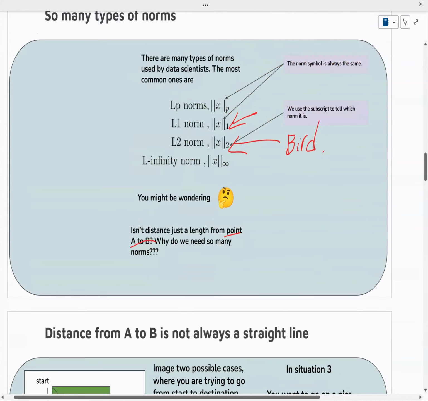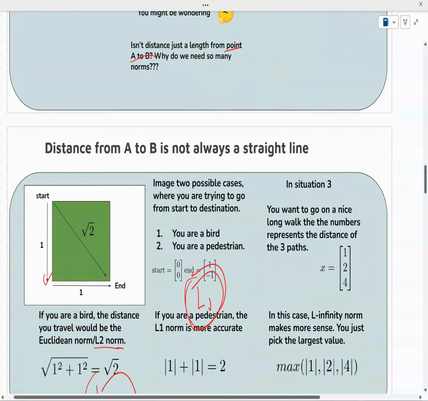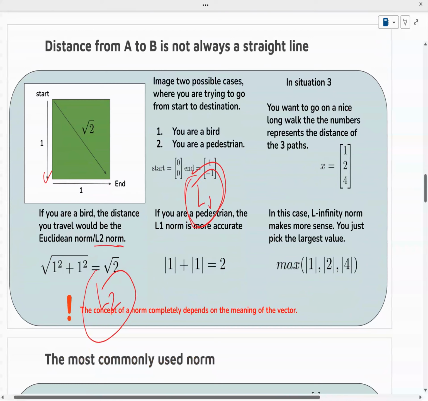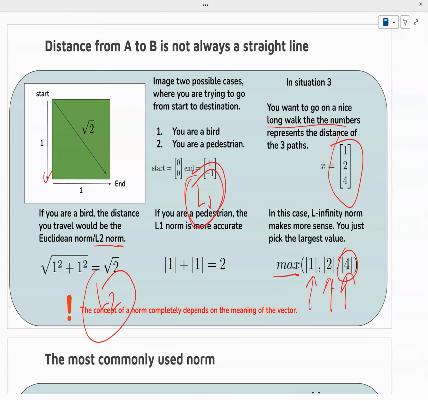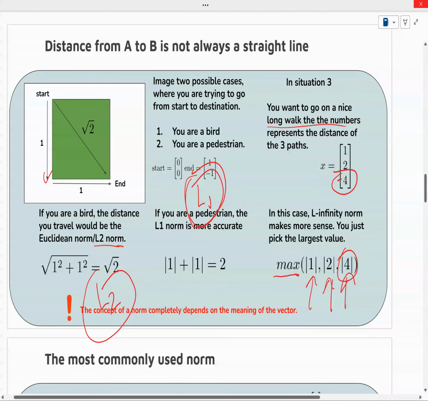Now, there's another one called the L infinity norm. In this case, imagine you're going for a nice long walk and you're simply picking the longest distance. So these are the possible ones, and you're picking which one is the longest. Therefore, you're picking the max of the three of them. So in this particular case, it'll be 4. So the L infinity norm is the max value in absolute terms. Like right here, if it's minus 4, the distance will still be 4, right? So that's why we have different kinds of norms, because it depends on the geometry and the type of question you're asking.